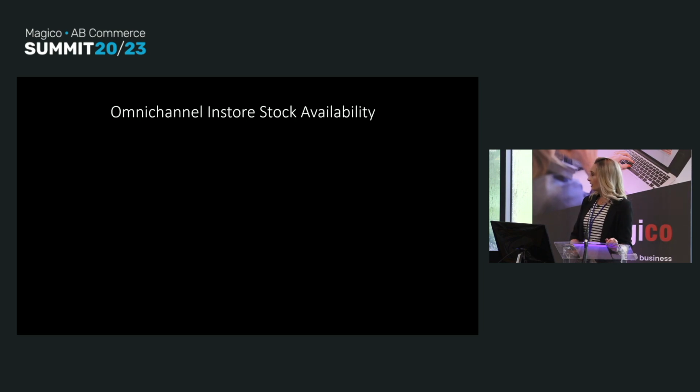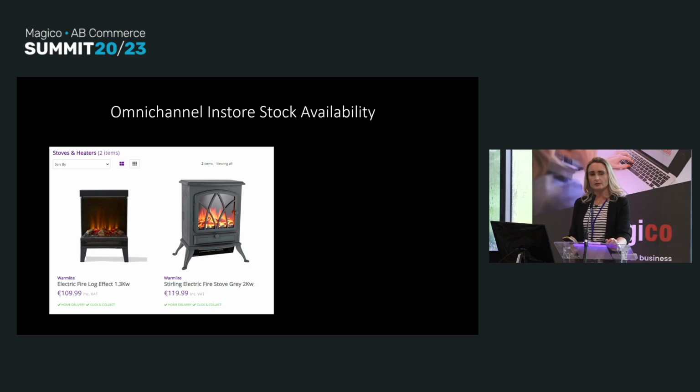Okay, and then omni-channel in-store stock availability. So we talked about this earlier on when I was talking about loyalty and that whole idea of adding value to the customer when they're at home scrolling through your website. So if you're looking at a product detail page, you can see down the bottom in green, might be a little bit hard to see there on the monitors, but you can see where products are available for home delivery and for click and collect.